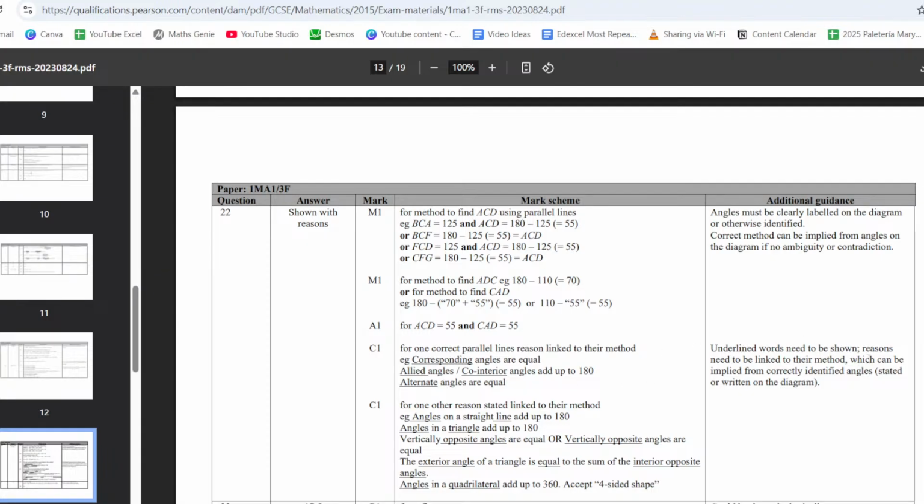Reasons need to be linked to their method. So just as long as you've written it next to it, so it's obvious. For one correct parallel lines reason, I used corresponding angles, didn't I? You could have used different things, but I used corresponding angles are equal. So you had to say the word corresponding. And then for the other mark, for one other reason stated linked to their method.